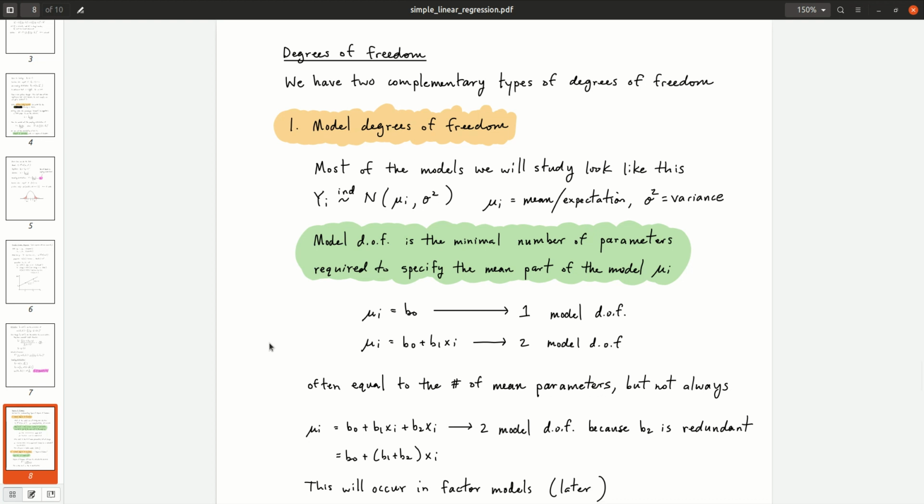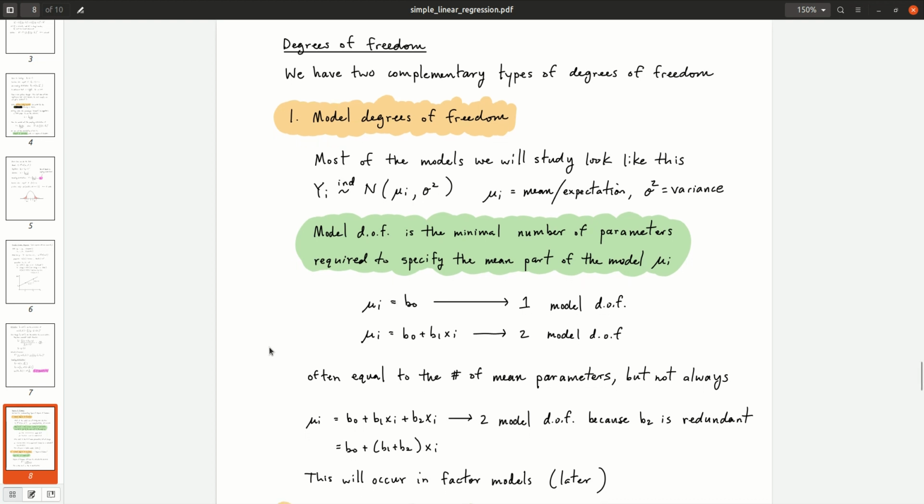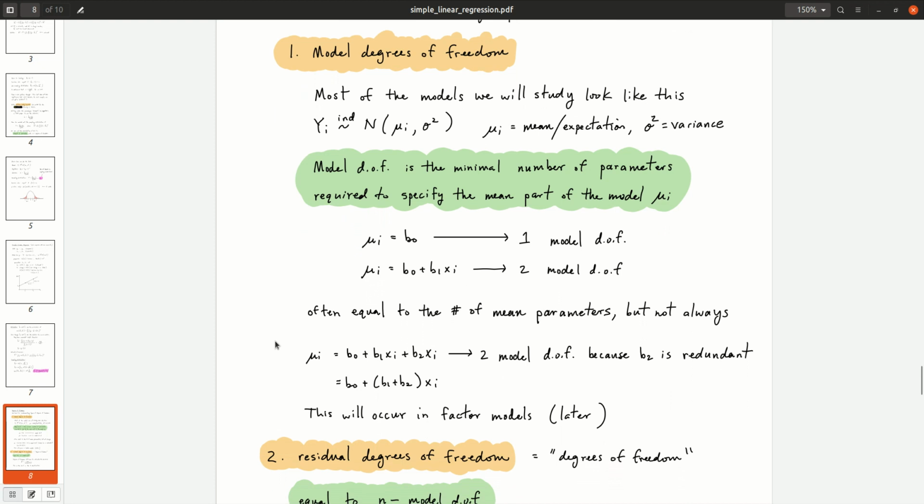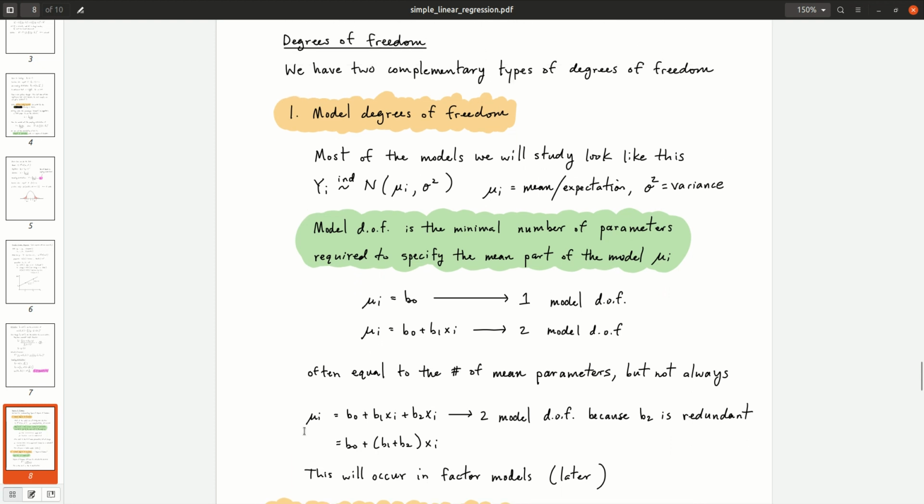In many cases, this model degrees of freedom is going to be equal to the number of parameters describing the mean, but not always. And this is really important. We're going to come back to this when we talk about factor models. So let me give you a simple example to show you why this makes sense. Suppose we wrote down this model for the mean, B0 plus B1 xi plus B2 xi.